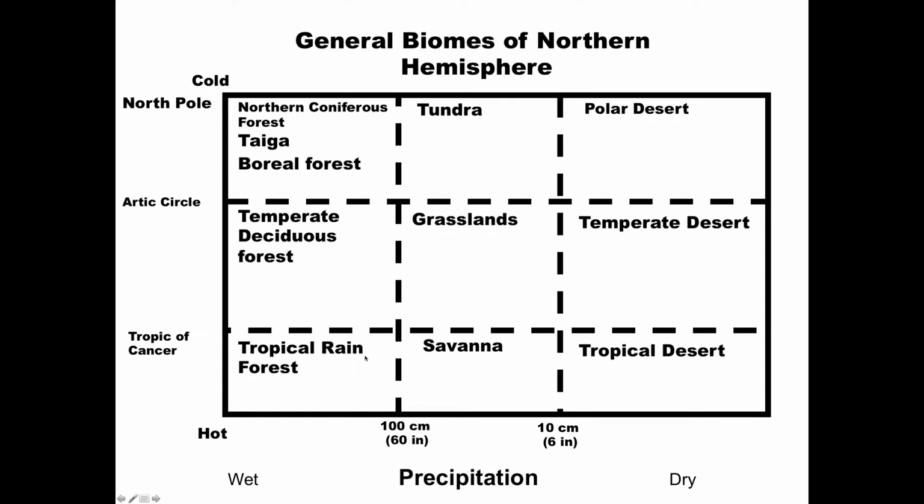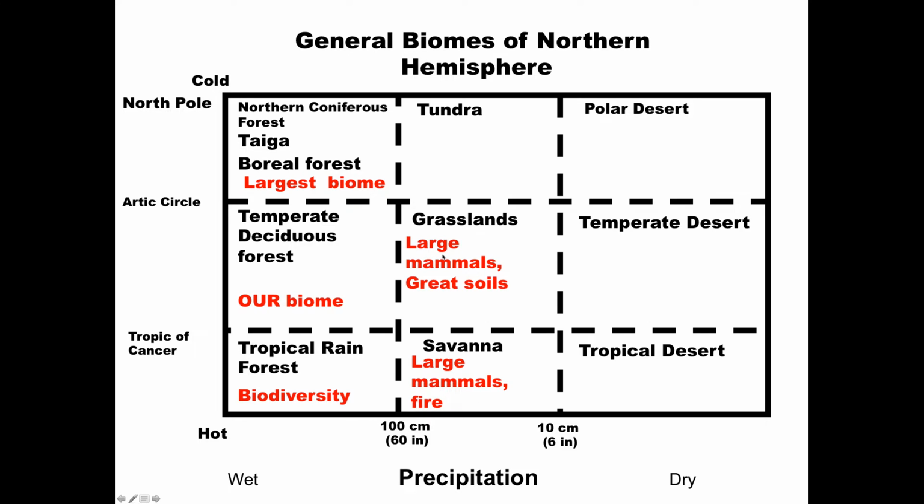Now, there's some characteristics that you need to know for each one of these biomes. The tropical rainforest has the greatest amount of biodiversity. Bio means life, so this is living diversity. Temperate deciduous forest is our biome. The northern coniferous forest is the largest continuous biome on the planet. Our savanna is where we have our large migratory mammals, and this biome is maintained by fire. Our grasslands, again, large mammals, and in the United States it would be like our bison, great, huge, rich, thick soils.